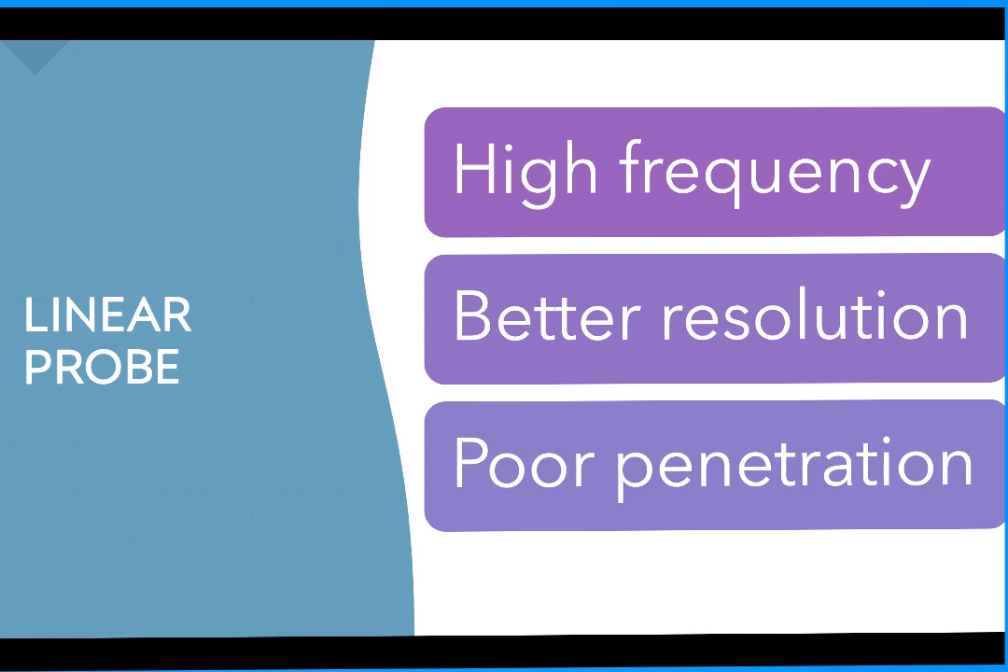The linear probe has a really high frequency. What this translates to is really good image quality. However, it sacrifices depth. It has really poor penetration. The linear probe can go to about 6 to 8 centimeters in depth.